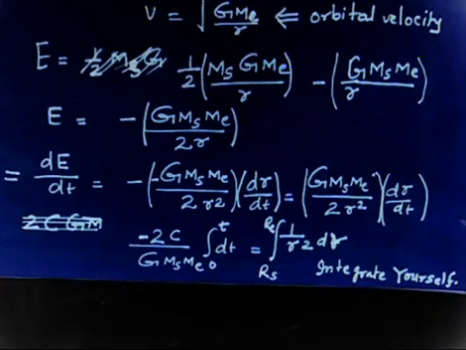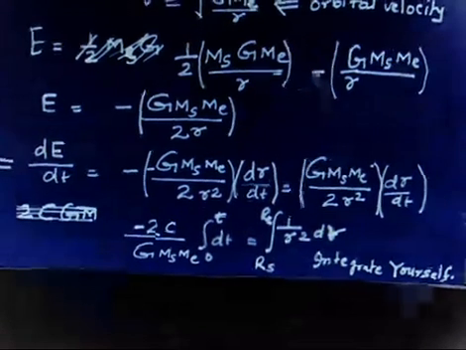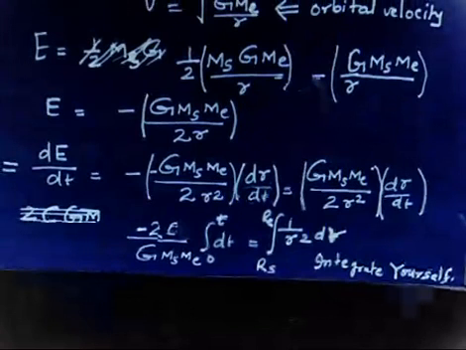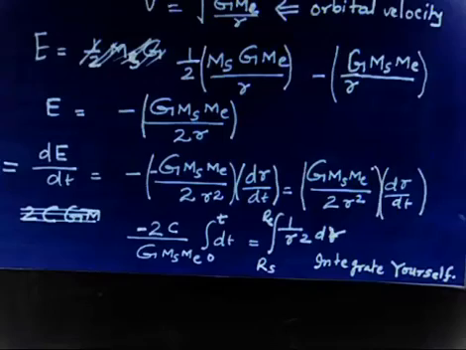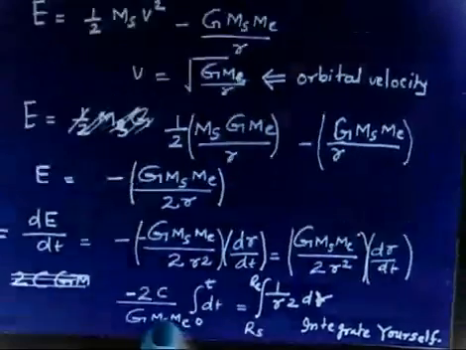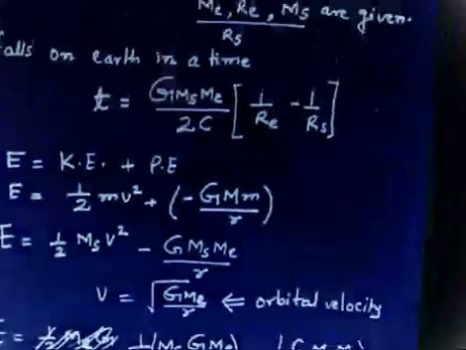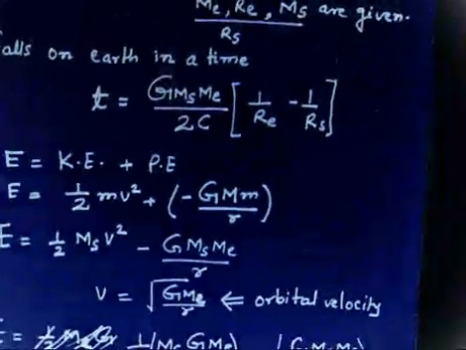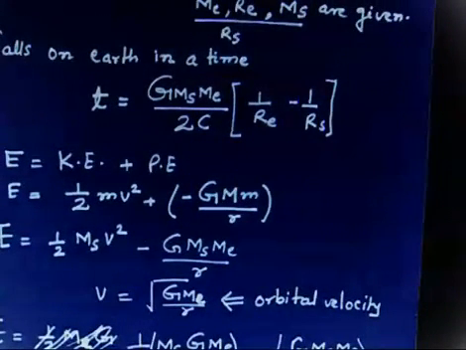Let me give you 1 minute. Are you getting this result? If you are integrating, are you getting this result? That is 2GMsMe divided by 2c under a square bracket, 1 by r minus 1 by rs. You will get the minus sign also correctly here.